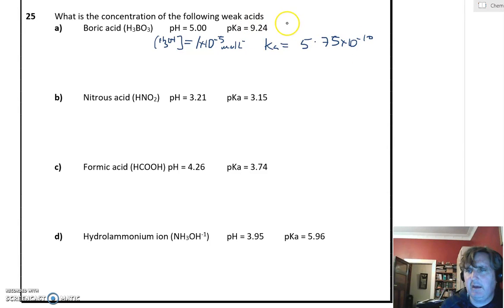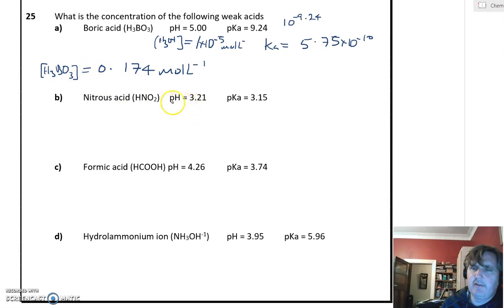Now remember, we do this here by doing the inverse of the log, and we're just putting these numbers here to the negative, to 10 to the negative or whatever that number is, and it will give us the value we need. Now, when we're working out the concentration of the weak acid, remember, we're just squaring the concentration of hydronium ions and dividing by Ka. And in this case, in the first one, it gives us an answer of 0.174 moles per litre. And that's the concentration of this boric acid. So let's put that down just so that we have this right.